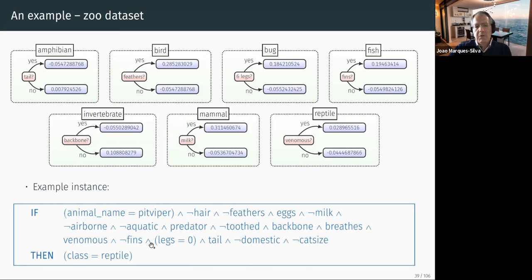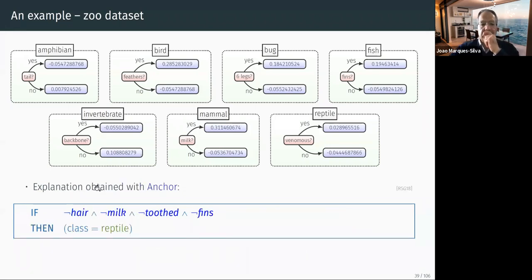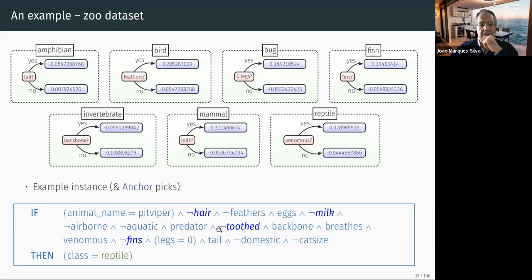Okay, now what we did next was we gave this to Anchor. And Anchor replies that, well, for this example, not air, not milk, not tooth, not fins is an explanation. Again, this is what Anchor says, it's an explanation. From a logical perspective, what we are saying is that as long as these literals are true, then the class should be reptile. Why? Because in the previous slide, I showed it was reptile.